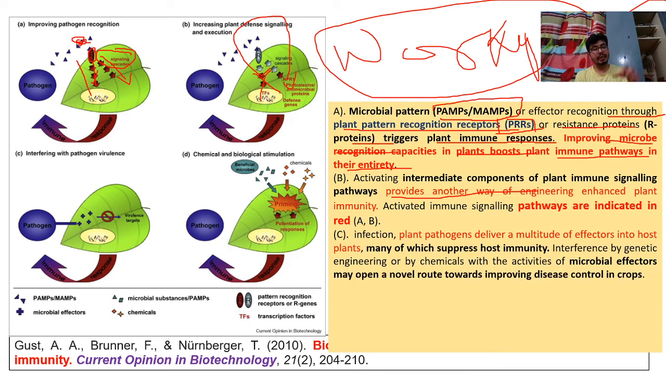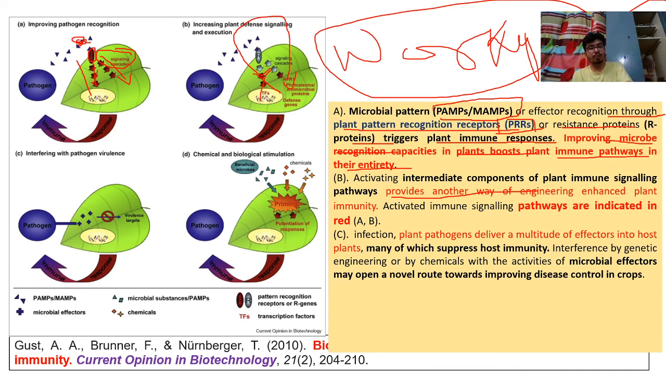So dear friends, in the third part, in infection, the plant pathogen delivers a multitude of effectors into the host plant. When the pathogen comes again and again, the virulence pattern triggers the plant immunity, and the host immunity will improve. If a novel route and novel system develop, the plant gets immunized.